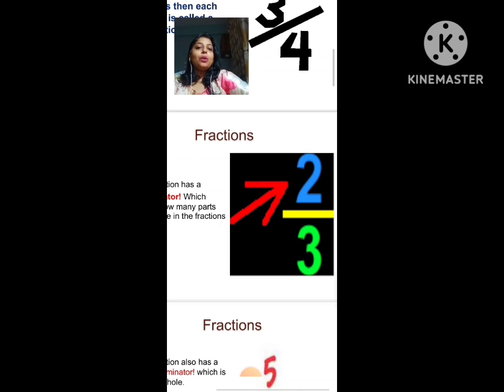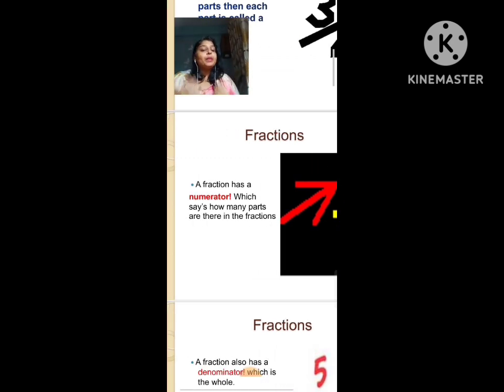Now let me explain what a numerator is. The numerator is the upper part in the fraction. A fraction has a numerator which says how many parts are there in the fraction. Like I told you, both of you got 4 slices of pizza. You got half the pizza, so 1 by 2. It's divided into two parts, in which you got one part and your friend got one part. So a fraction has a numerator which says how many parts there are in the fraction.